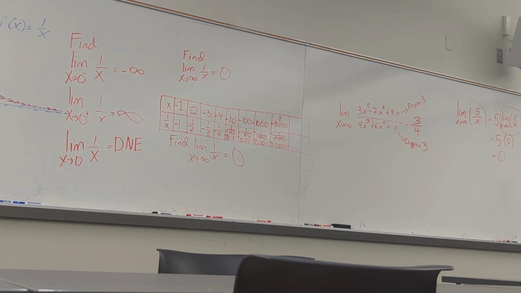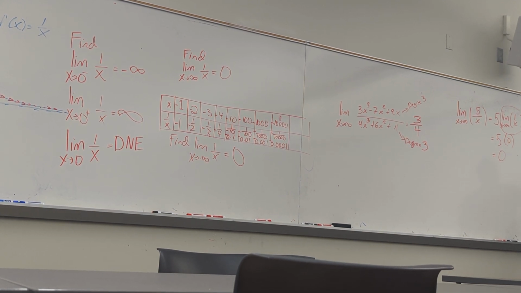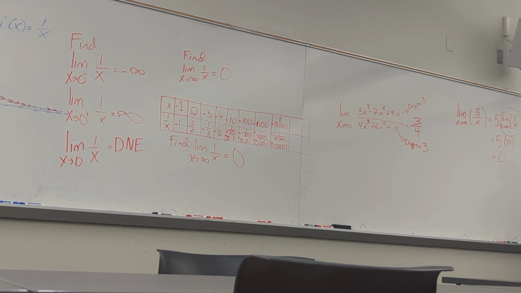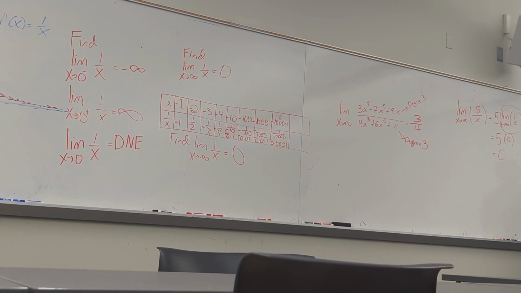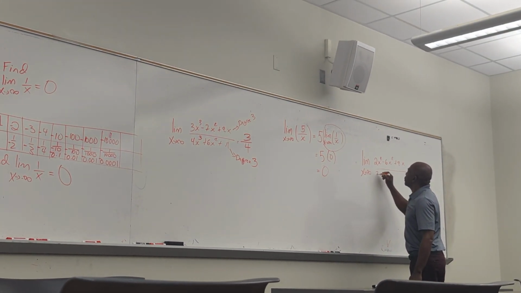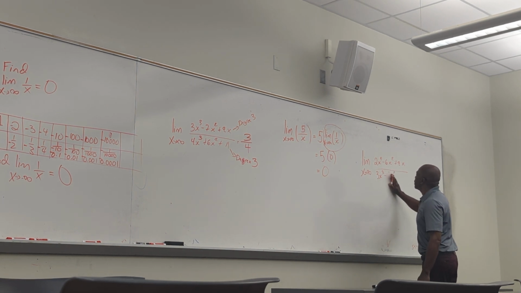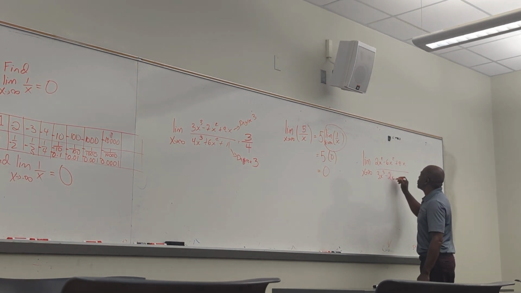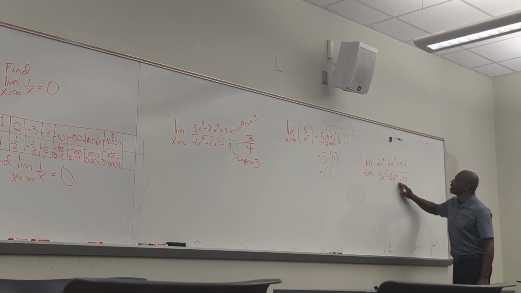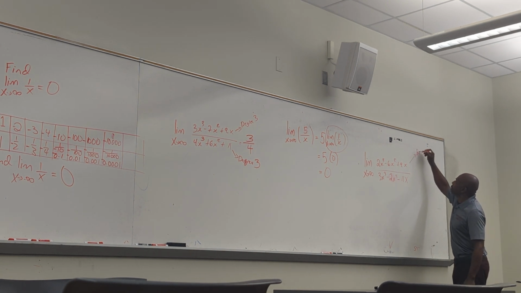Let's try another one. I have the limit as x goes to infinity of 2x cubed minus 6x squared plus 9x, let's make it to the fourth, all over 3x cubed minus 7x minus 2x to the fourth plus 11x. We'll throw some minuses in. It doesn't matter what it is. So y'all help me out. What's the degree of the numerator?